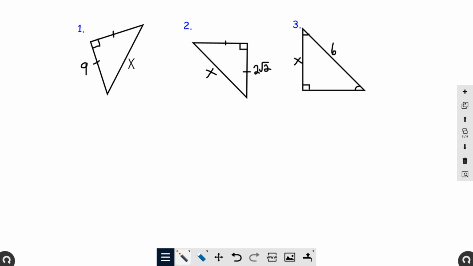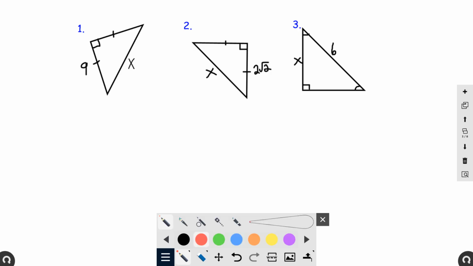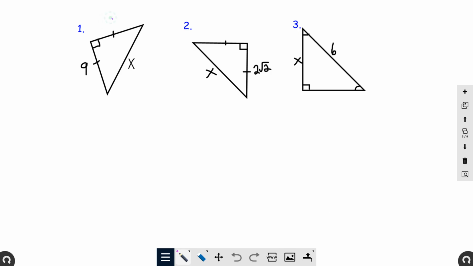Now, is this an isosceles right triangle? Yes, how do you know? Two sides are equal. I have this marked and this marked, so this other side must be 9. Now, instead of setting up Pythagorean theorem, let's use our shortcut. It's leg times the square root of 2 is the hypotenuse. Okay, so what is my leg? 9. So 9 times the square root of 2 is the hypotenuse, which is x. Boom, I've solved for x. That's it.